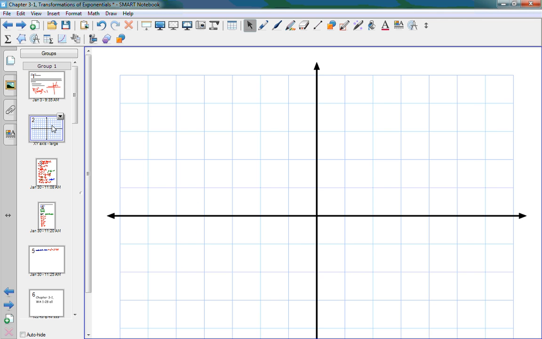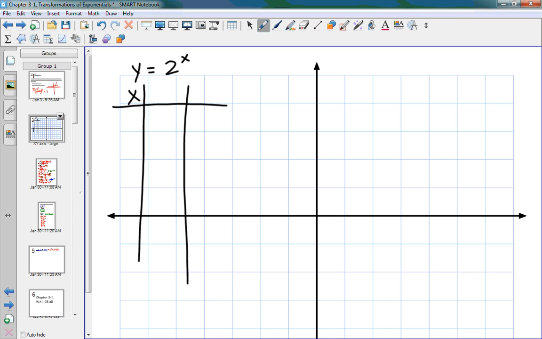Now, we are going to graph the function y is equal to 2 to the x. How do I graph y is equal to 2 to the x? I need to make an xy table. I'm going to first do -2, -1, 0, 1, 2. Those are the values that I'm choosing. Why am I choosing positive and negative values? I need to see both sides of the number line, right? First thing I'm going to do is plug in 0.